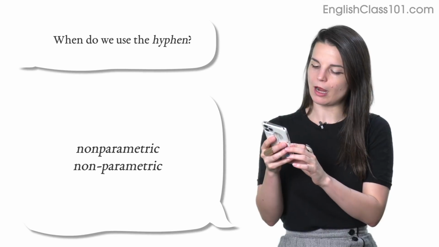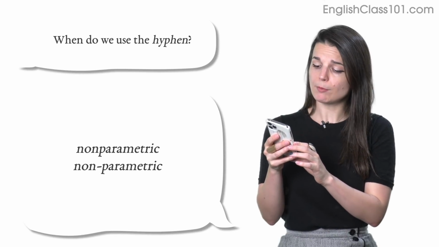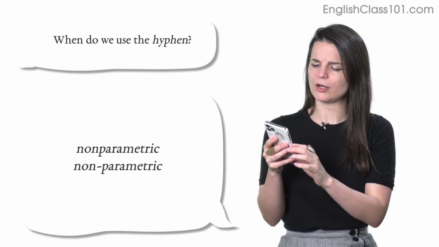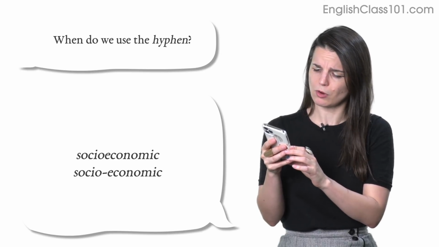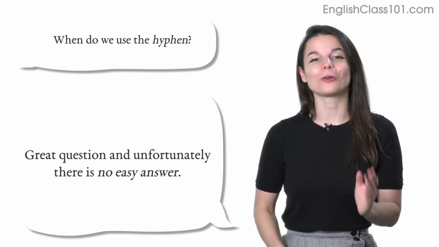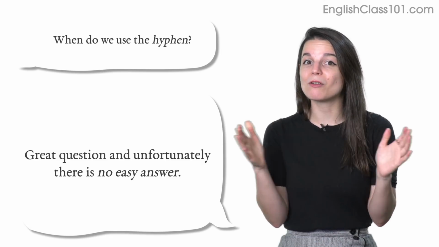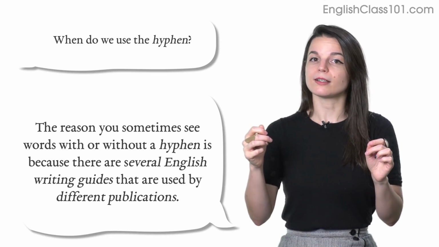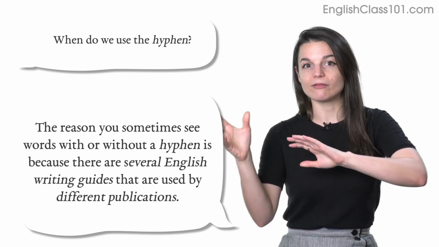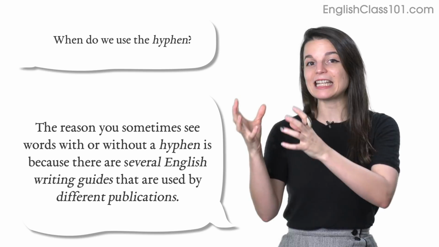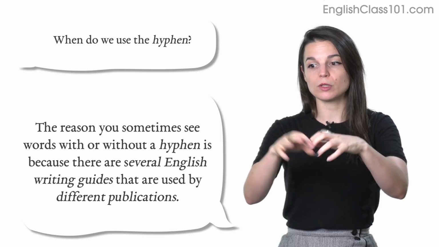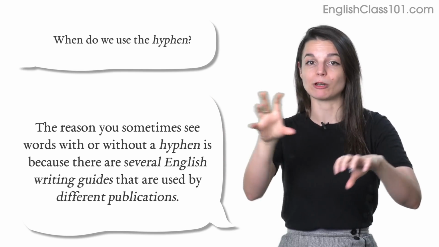For example, in my work, I always use the words non-parametric, or non-hyphen-parametric, or socioeconomic, or socio-hyphen-economic, and more. Thanks in advance. Great question, and unfortunately there is no easy answer. The reason that you sometimes see words with a hyphen and sometimes without a hyphen is because there are a few different English writing guides that are used by different publications, different publishers.